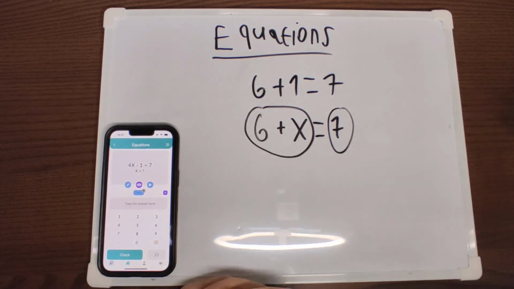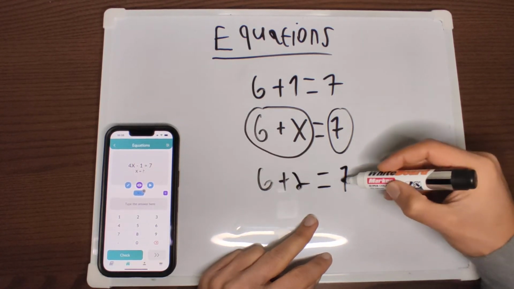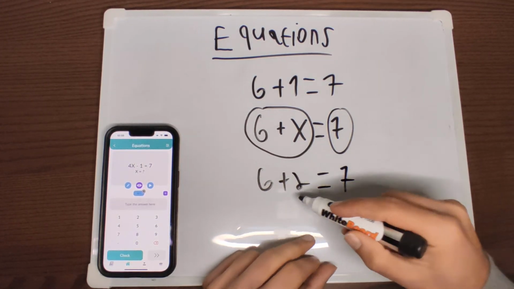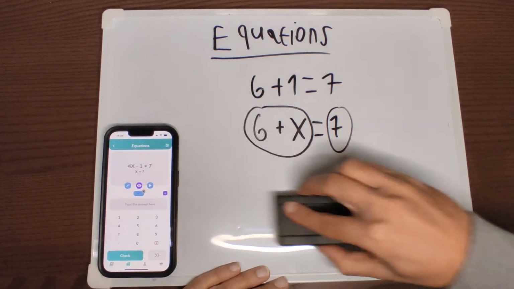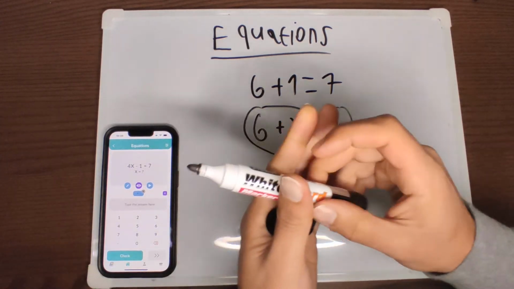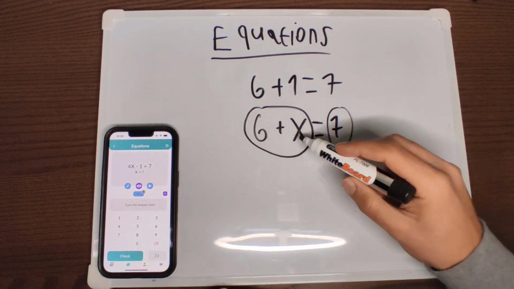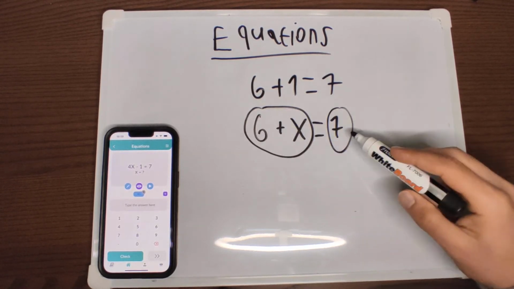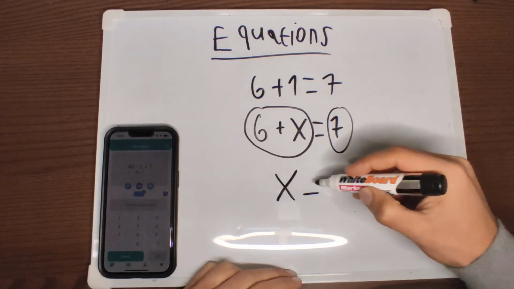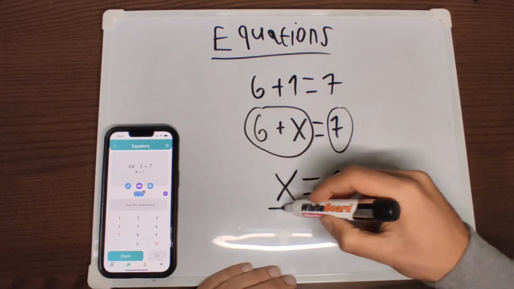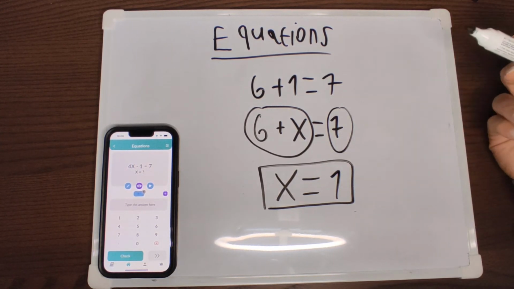6 plus what will give me 7? 6 plus 2 will give me 7? No, because 6 plus 2 is 8. It's not 7. So as you can see above, 6 plus 1 results in 7. So the result of the equation, x, should be 1. X equals 1. So this is how we solve an equation.